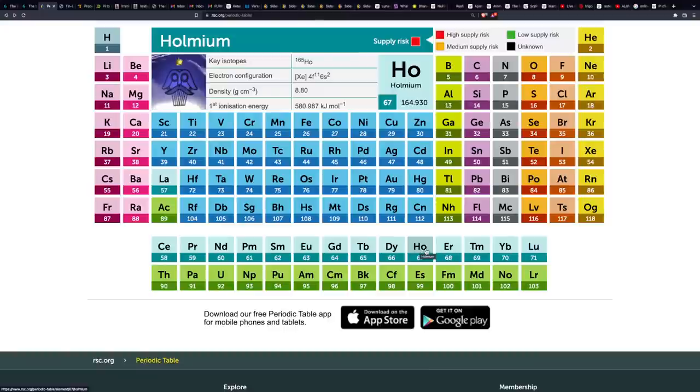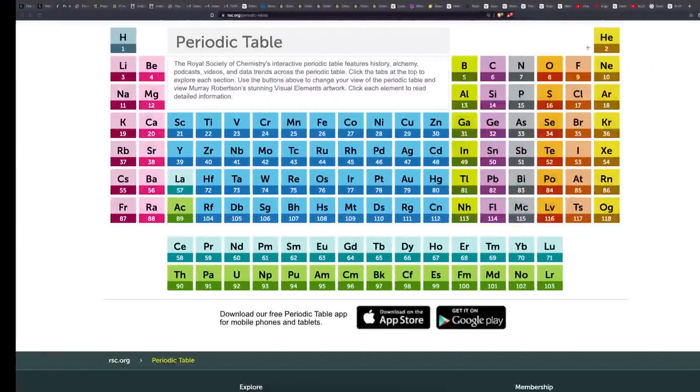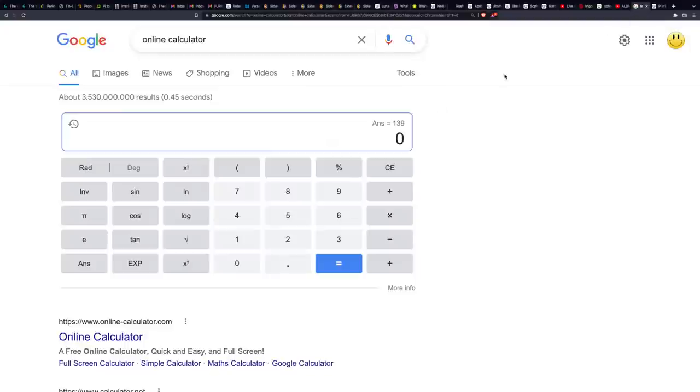But you have holmium. So think about this here, that pi, what they're using in the movie here, is going to be tied to these numbers, 67 and 29. And you can take those numbers as well, 67 and 29. Let me get to my calculator here. You can do 29, and you can add the 67, and you're going to get the number 96.